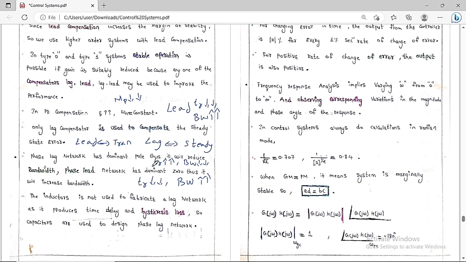So finally, I can say the inductors are not used to fabricate a phase lag network, because it is going to produce some time delay as well as hysteresis losses. Because of these reasons, we use capacitors in order to design the phase lag network. So these points you always have to keep in your mind.